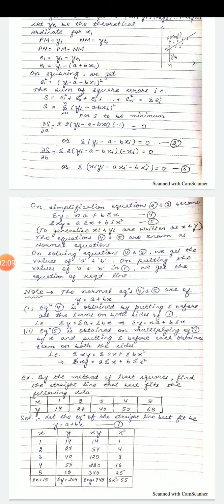So for S to be minimum, del S by del a is equal to summation. We have simply differentiated this term, that is 2 times (yi minus a minus bxi), and since the differentiation is with respect to a, we have multiplied by the coefficient minus 1, is equal to 0. So we have rearranged the terms and obtained summation of (yi minus a minus bxi) is equal to 0.